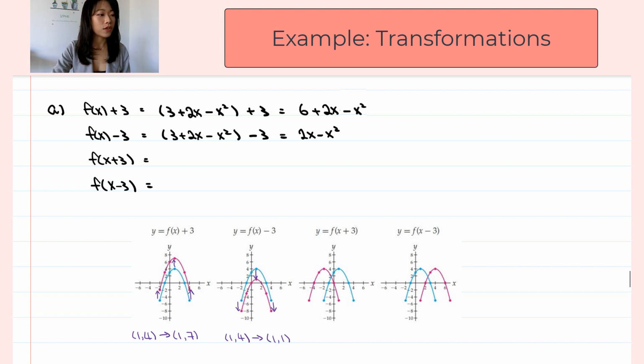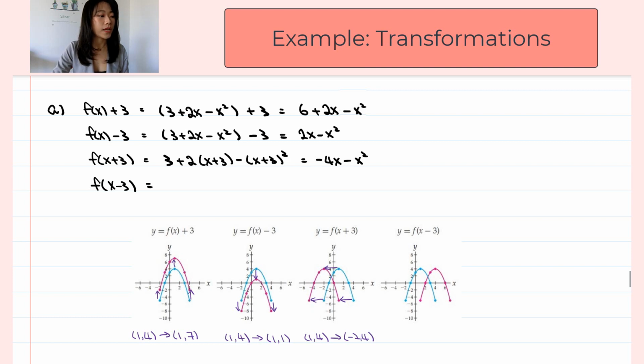How about the third transformation? We have f of x plus 3. So instead of x, we substitute x plus 3. And we get 3 plus 2 times (x plus 3), then minus (x plus 3) squared. You expand everything and you'll get negative 4x minus x squared. On the graph, it is a horizontal translation to the left. The highest point, (1, 4), is now (negative 2, 4).